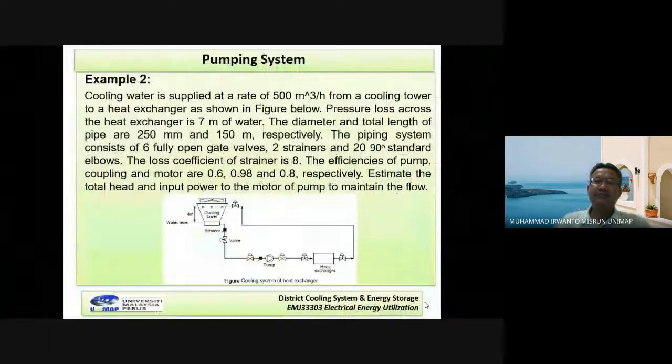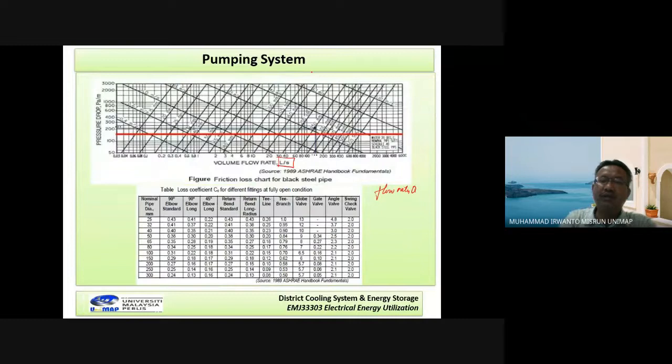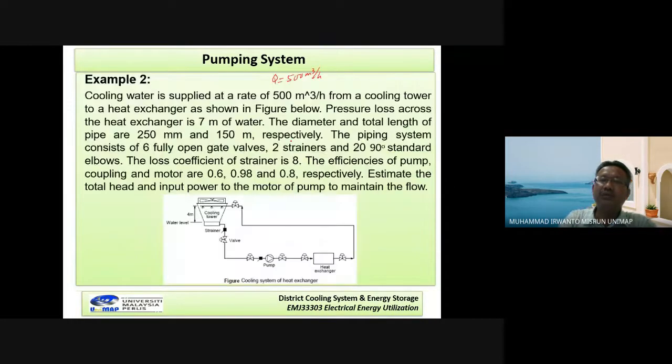Okay, look at this. Cooling water is supplied at a rate of 500 meter cubic per hour. Look here, this one is the flow rate of the chilled water, equal to 500 meter cubic per hour. In SI, meter cubic per second. We can convert it to meter cubic per second. After that, when we refer to this table, the unit is liter per second. Also, we convert meter cubic per hour to liter per second.